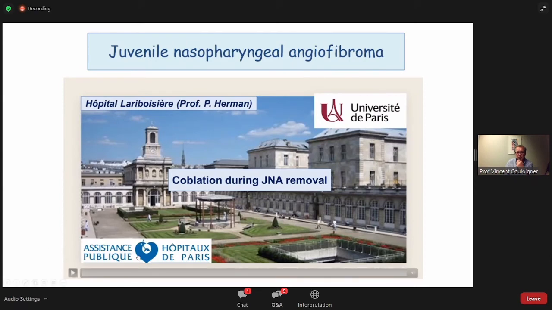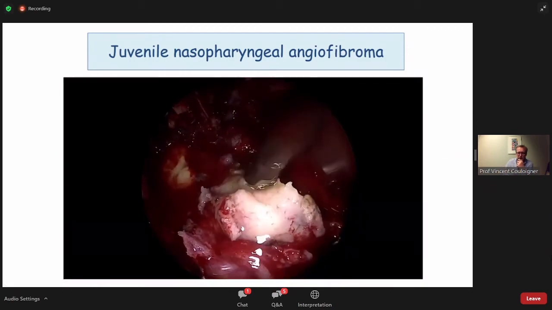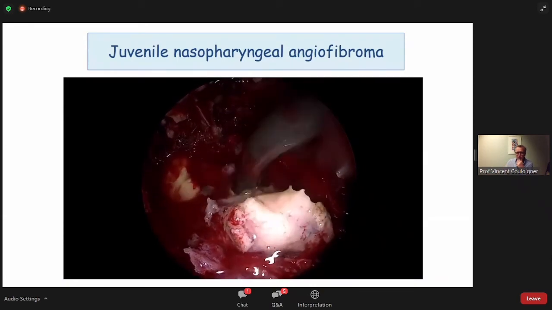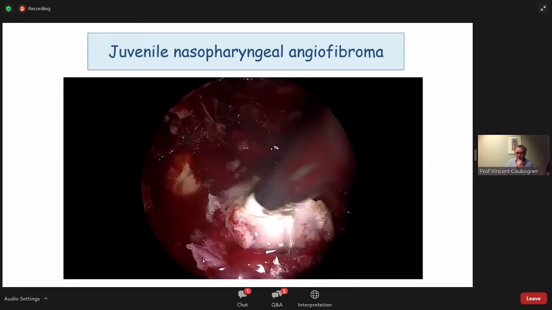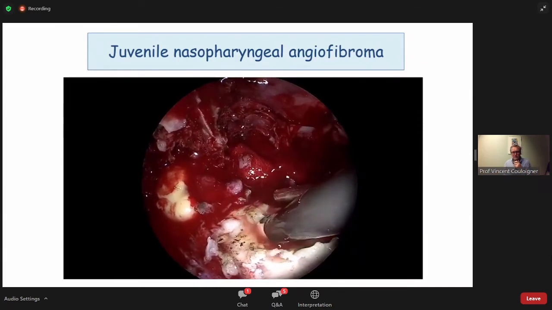Now, the example of juvenile nasopharyngeal angiofibroma. In my experience, I use it now all the time. It is critical to have a very good pre-op embolization to use a coblation, because of course, otherwise you will be very bothered by the bleeding.